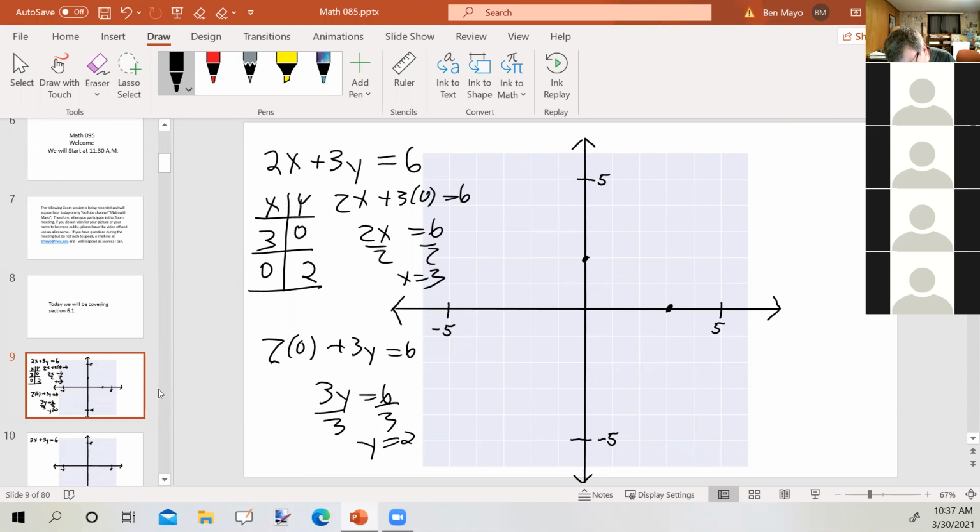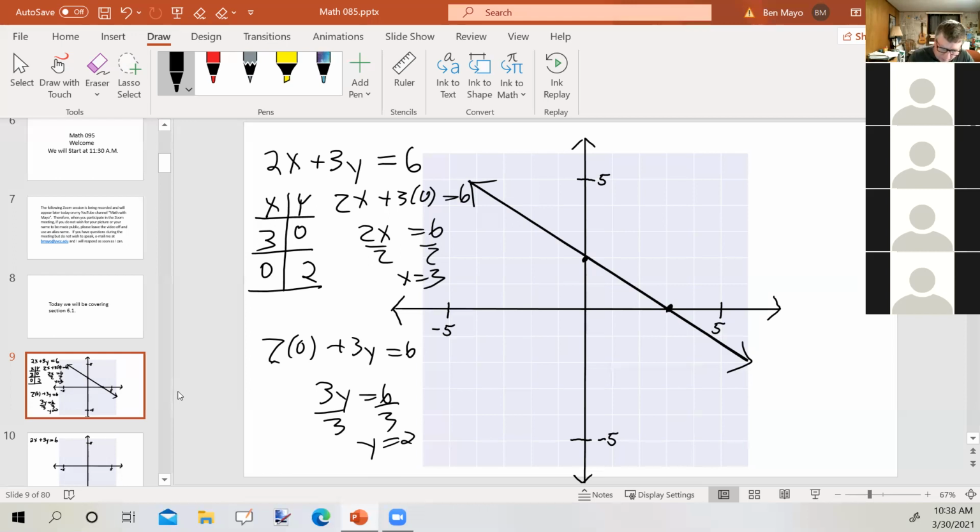I'm going to line up my ruler here. And so there is the graph of 2x plus 3y equals 6. Any questions about that?